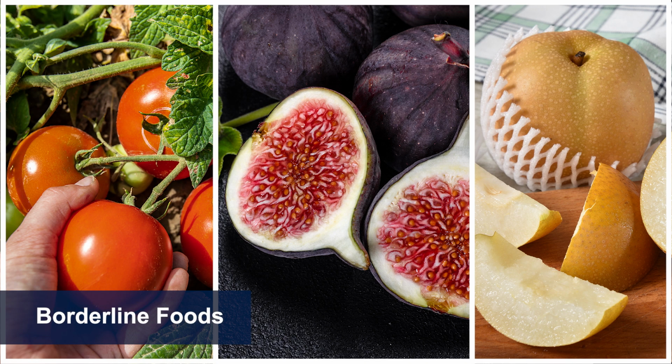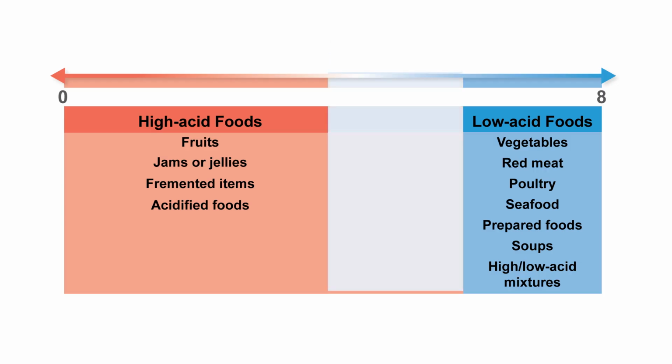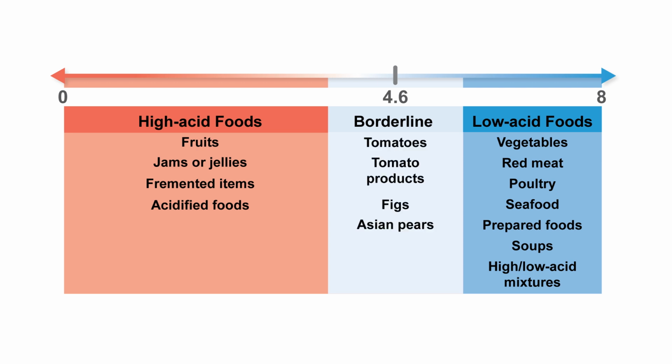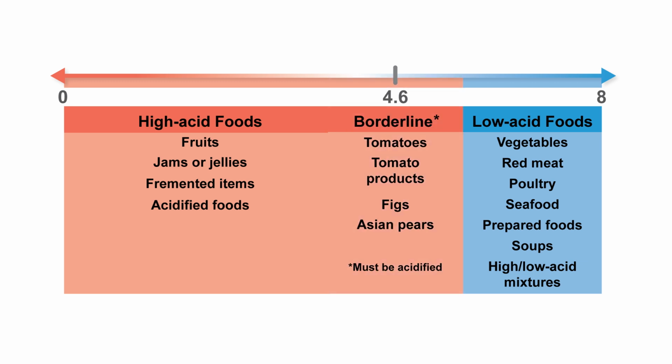A few foods create problems because they have borderline acidity. For example, although tomatoes may taste tart, their pH is about 4.6. Other foods that are borderline in acidity are other tomato-based products, figs, and Asian pears. These foods with borderline acidity fall into the gray area around pH 4.6 on our chart. These products in the gray area must be acidified to be safely water bath or atmospheric steam canned.